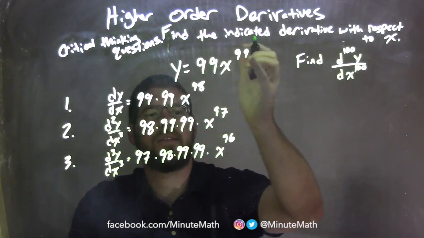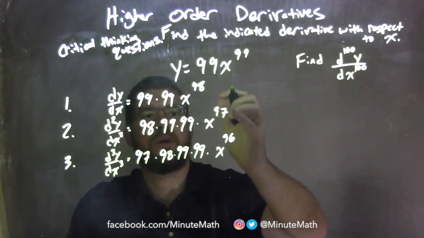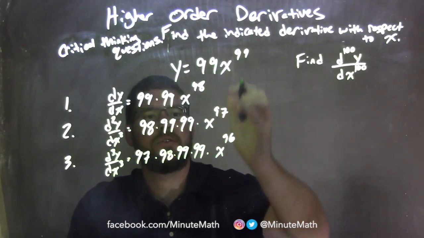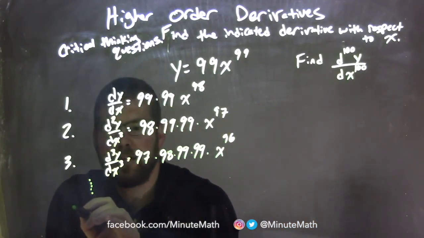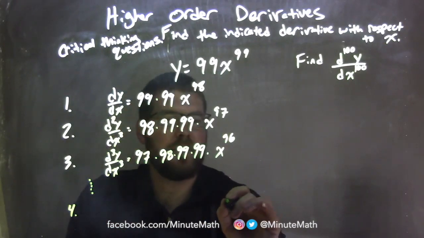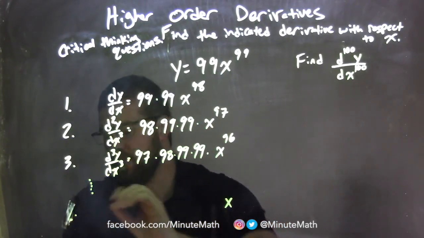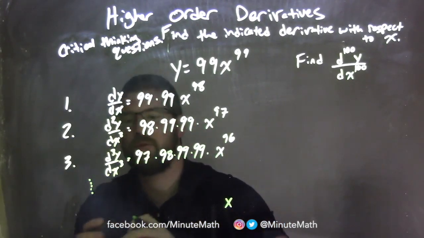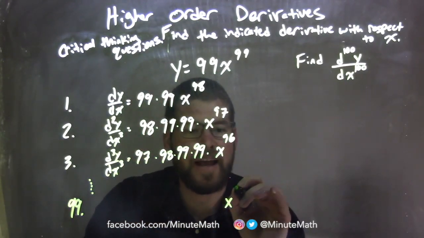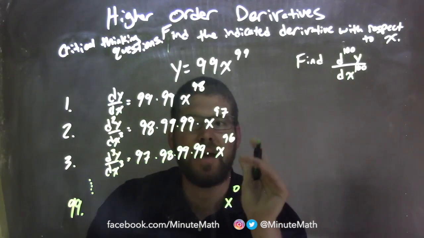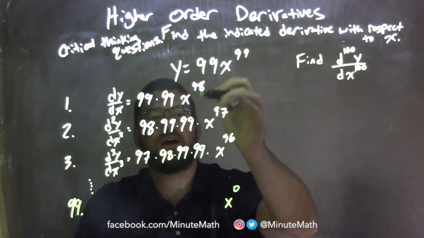So every derivative we subtract the exponent by 1, right? Our first derivative is subtracted by 1, second derivative is subtracted by 2, third derivative is subtracted by 3, and so our 99th derivative, we subtract the exponent by 99. So we're going to get a 0 up there, okay? So if we remember, each derivative, we're subtracting the exponent by 1.